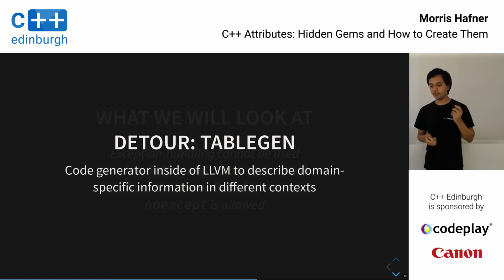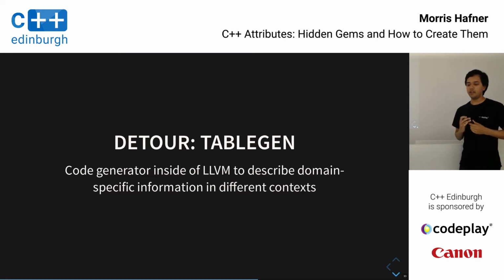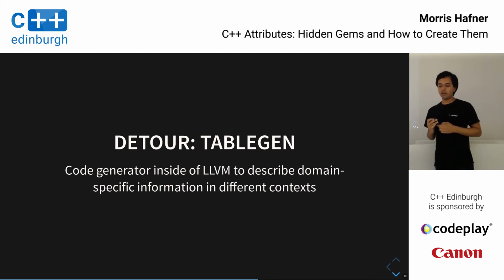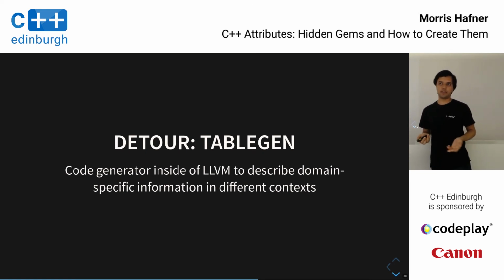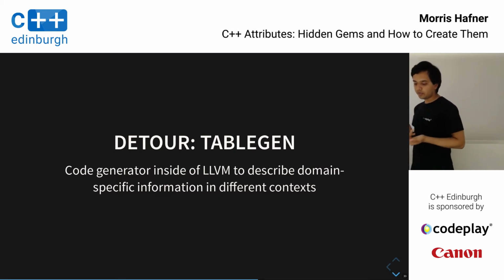But first of all, I'm going to do a small detour on explaining what I'm actually going to do. Inside of Clang, there's a tool called TableGen, and TableGen is a code generator inside of LLVM that allows you to describe domain-specific information about all kinds of things. It's used, for example, to describe the instruction sets of different CPUs. It's used for describing all the attributes that are available in Clang. It's used for generating all the code for the different diagnostics that Clang can print out. So it's used for all kinds of things.